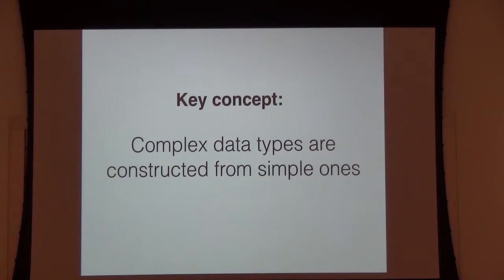Now, let's talk about brackets and curly braces. To understand this, here's a key concept: complex data types in Python and other programming languages are constructed from simple ones. We've been working with a data frame, which is an object or a data type in Pandas. It's constructed from simpler objects, and if you understand a little bit about what those objects are, the parentheses and brackets will make more sense.